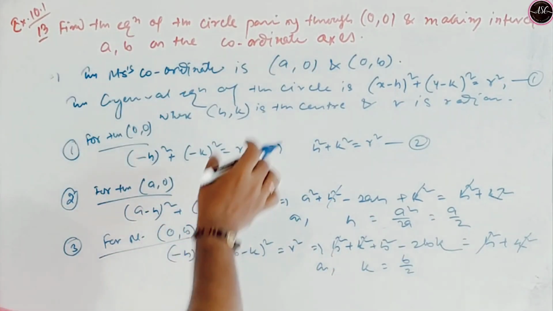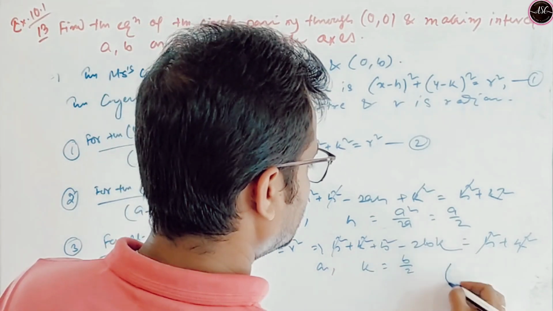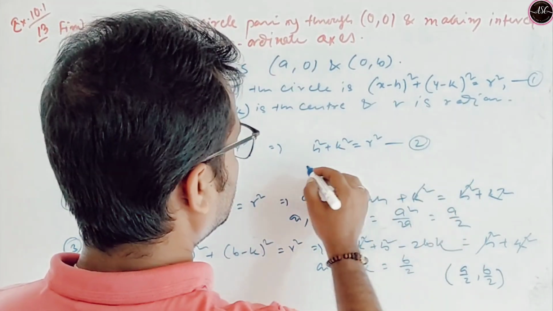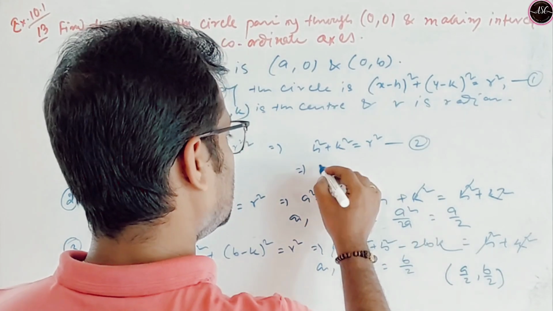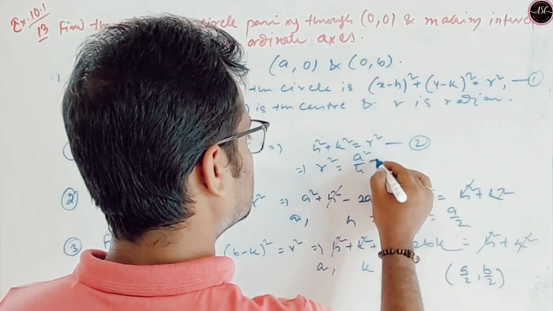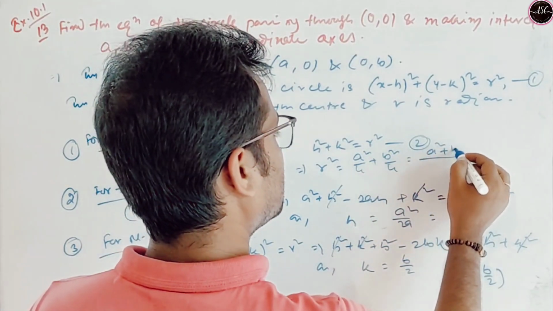So the center of this circle is h, k, that means a by 2 comma b by 2, and for the radius, just putting the values of h and k, r square equal to a square by 4 plus b square by 4. So it will be a square plus b square by 4.